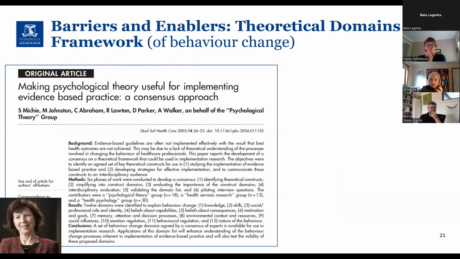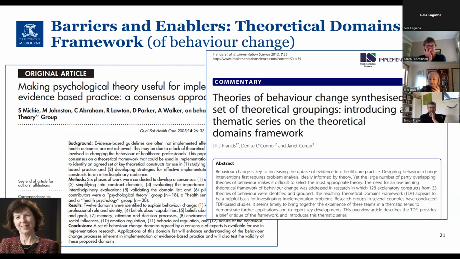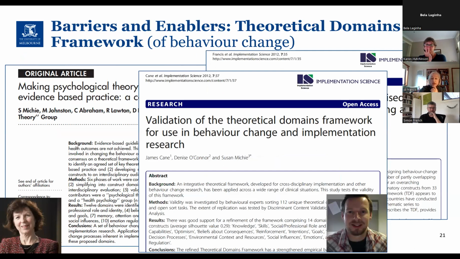You'll know, many of you, that originally in 2005 and then with some later publications in 2012, we have a Theoretical Domains Framework. This is now a framework of 14 different domains that might help us to unpick and clarify what are the barriers for change that people are experiencing.